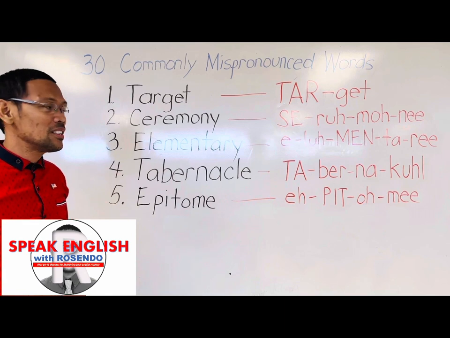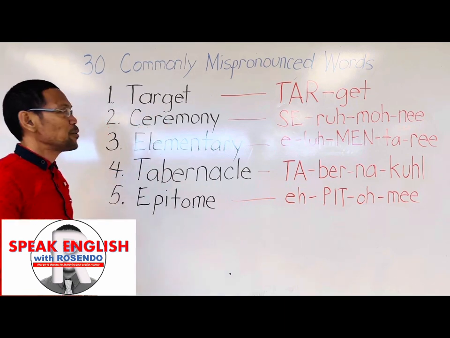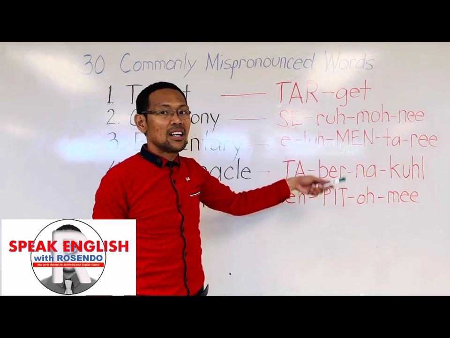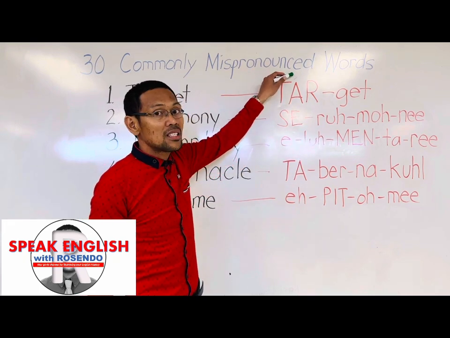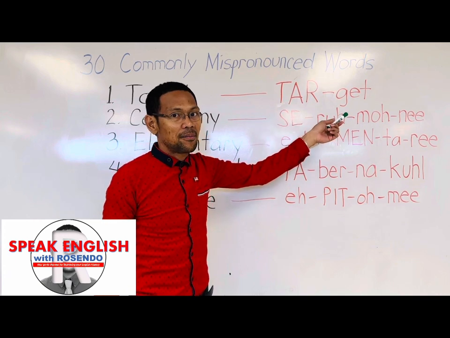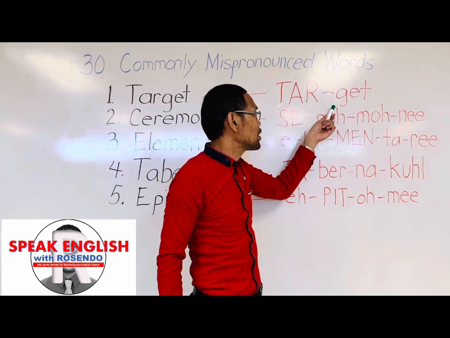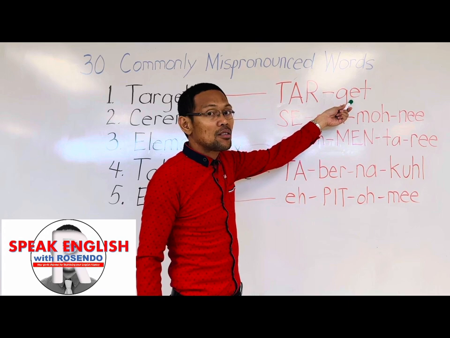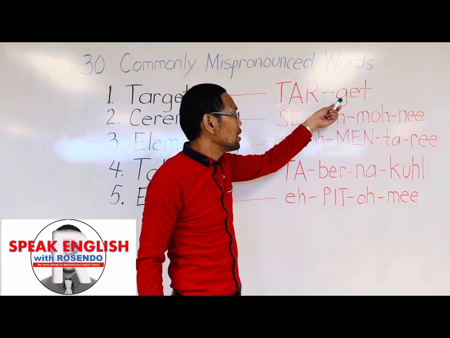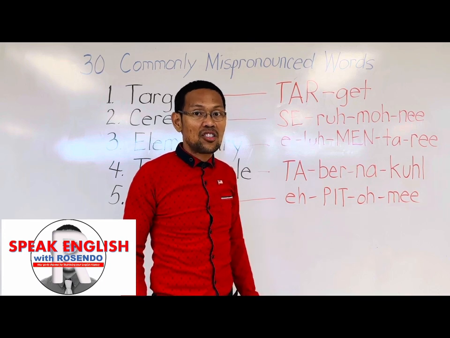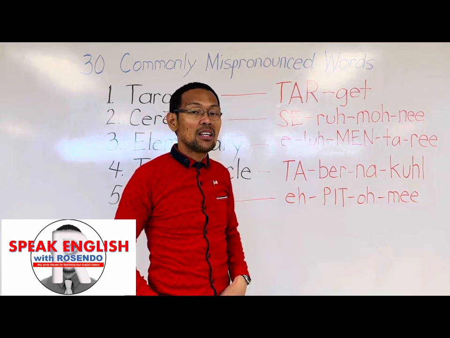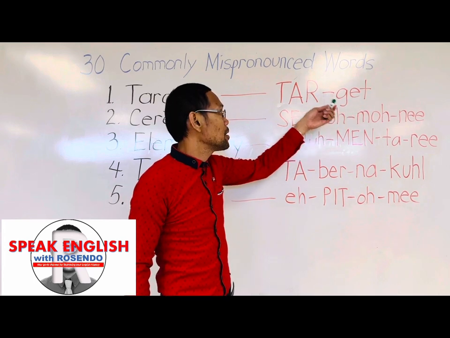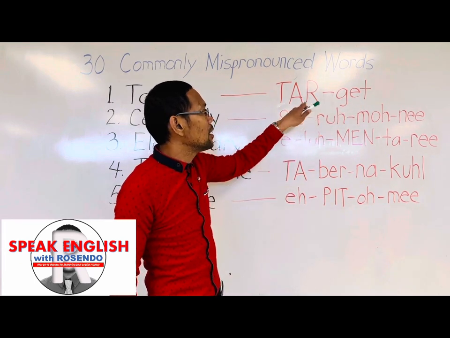Okay, for the number one word, we have target. We pronounce it target. The emphasis or stress is found in the first syllable. But here, I want you to pay close attention, because most of the time, the problem lies in the second syllable, which starts with G. Some people pronounce it as in jet plane, but it's not the way it should be pronounced. It should be pronounced as get. Okay, get, not jet. So combining these two syllables, we come up with the word target.